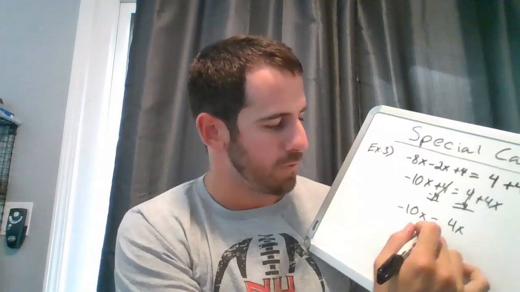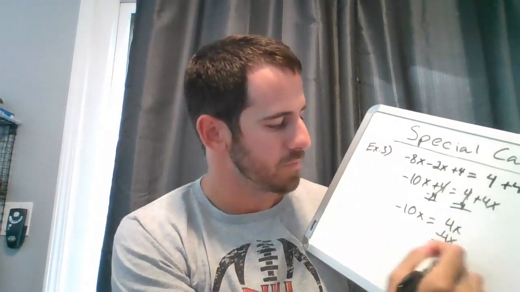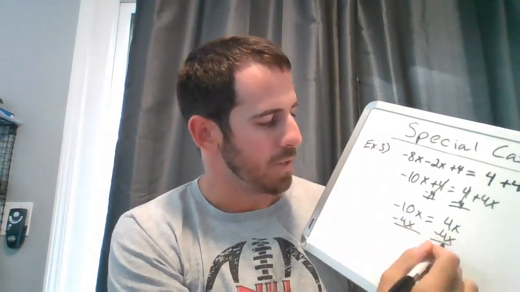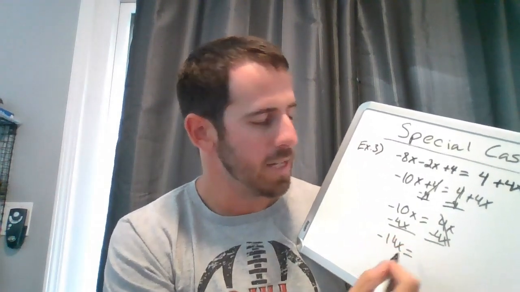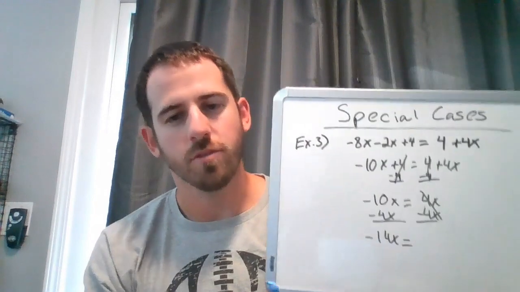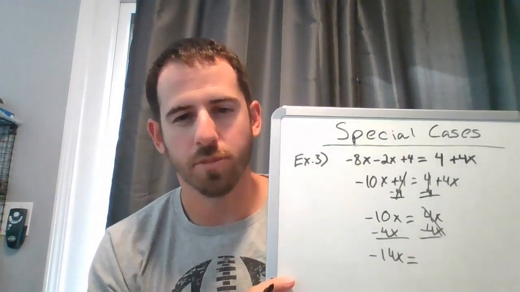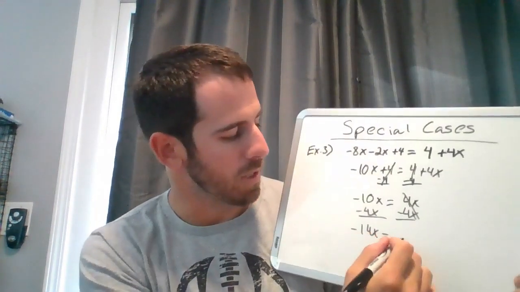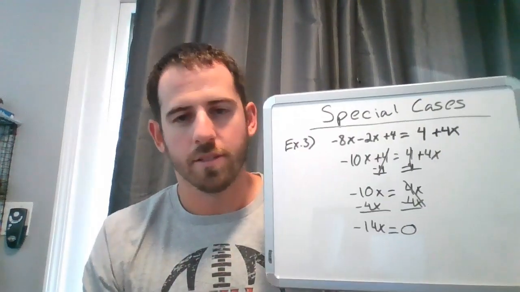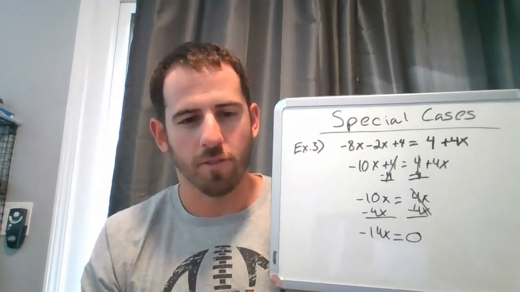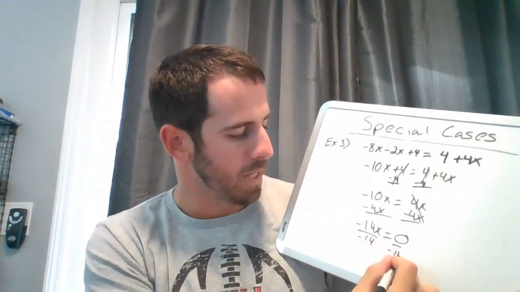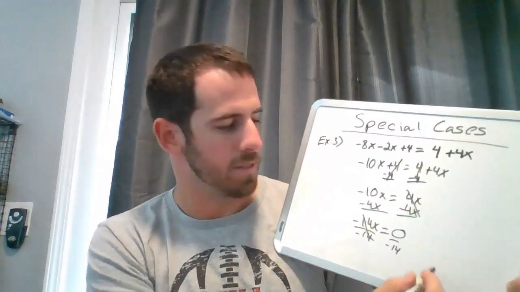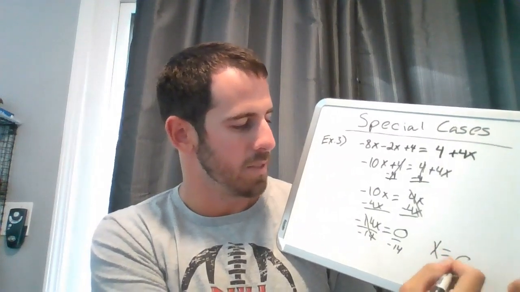So I'm going to subtract the 4x from both sides. On the right, they cancel. On the left, I'm going to get negative 14x equals, don't get confused. Don't sit there and say it's no solution because you don't know what it is. It's just there's a 0 there. Okay? Again, it's not no solution. Solve the problem. Divide both sides by negative 14 like you normally would. And we have 0 divided by anything is simply 0.